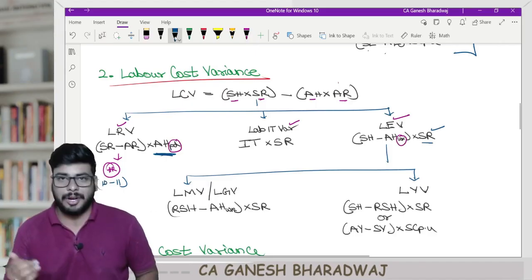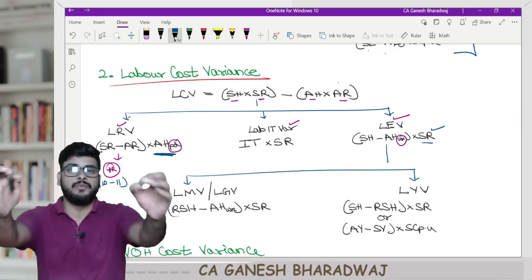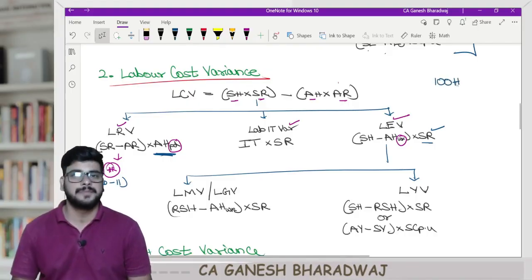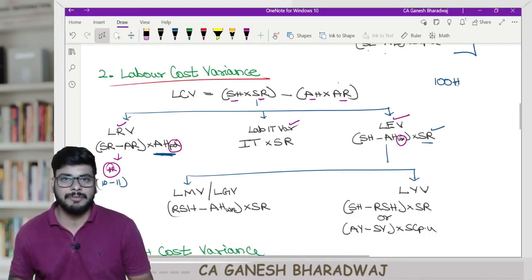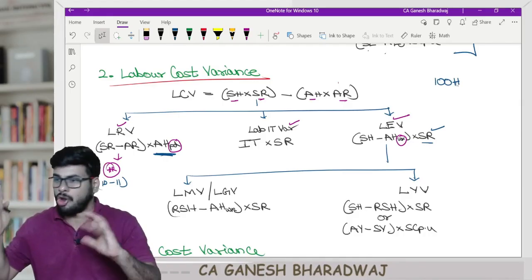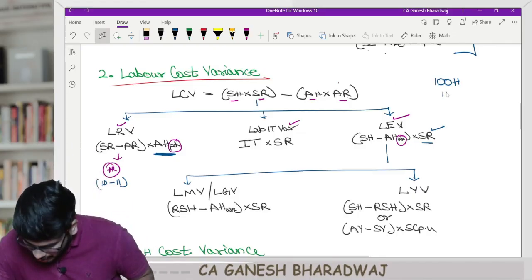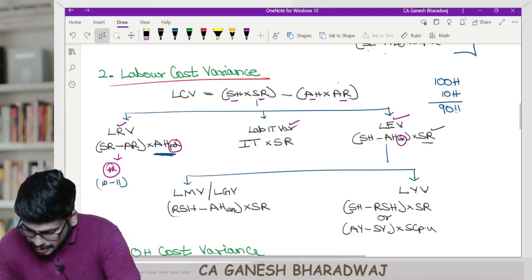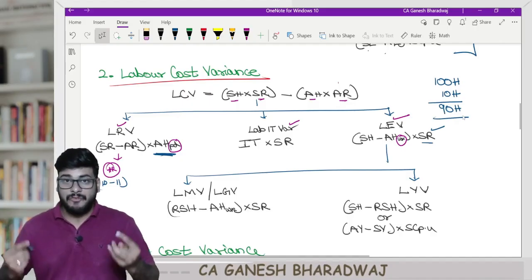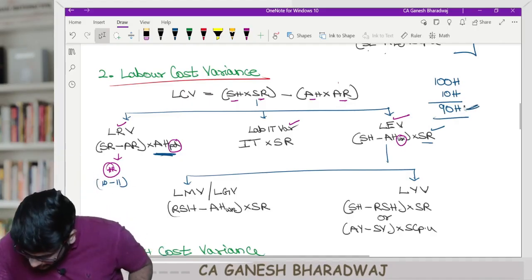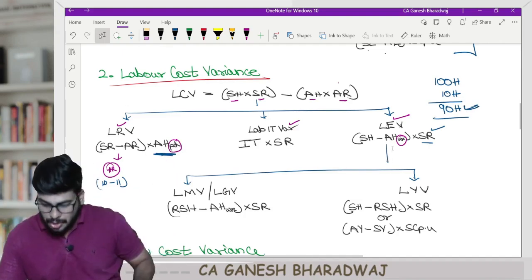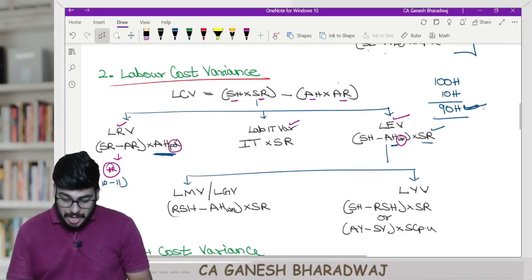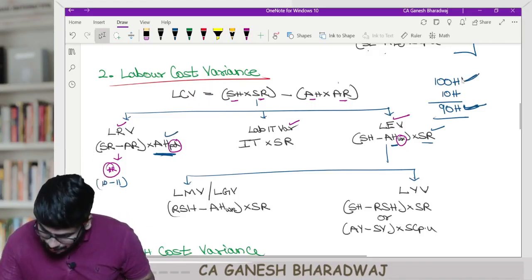What do you mean by that? For example, in a week, my workers came to the factory and let us say they spent 100 hours. But out of these 100 hours, 10 hours were actually lost due to some power cut. So technically speaking, they worked only for 90 hours. Now, when I'm judging the efficiency, I will only consider how many hours you should have taken versus how many hours you have actually worked. I will only take 90 into picture, whereas when I am paying them, I will pay them fully for the entire 100 hours.